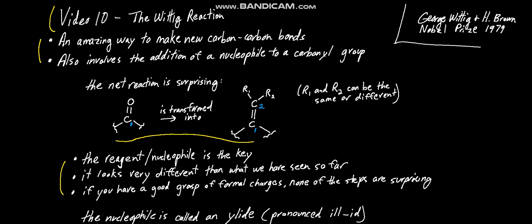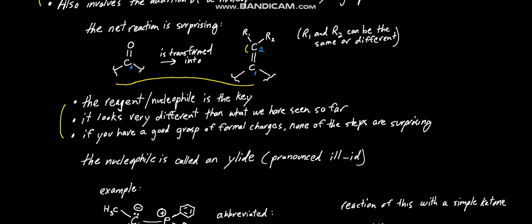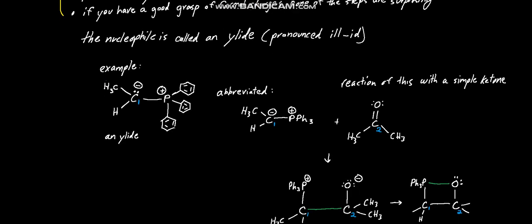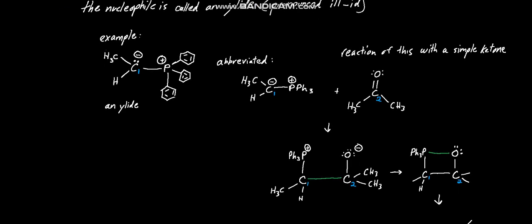But notice the carbonyl carbon, labeled 1, ends up double bonded to the carbon I labeled 2. So quite an amazing outcome. But a new carbon-carbon bond, a double bond. The nucleophile is unique and looks a lot different from what we have worked with so far. And this is it right here. But don't be intimidated by this.